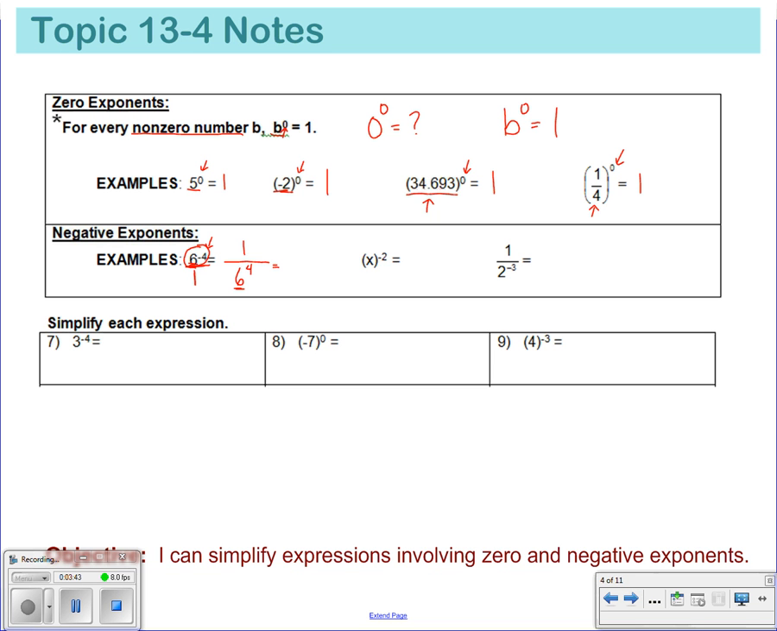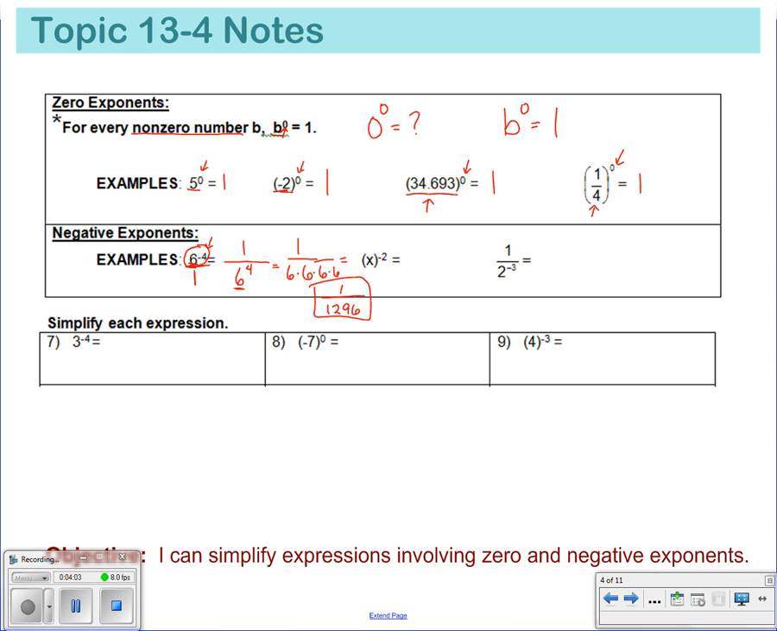So now we can simplify this. This is 1 over 6 to the 4th power. We're going to stamp it out like we've done before. That means I'm doing 6 times 6 times 6 times 6. Then that is going to equal 1 over 6 times 6 times 6 times 6, which is 1,296.